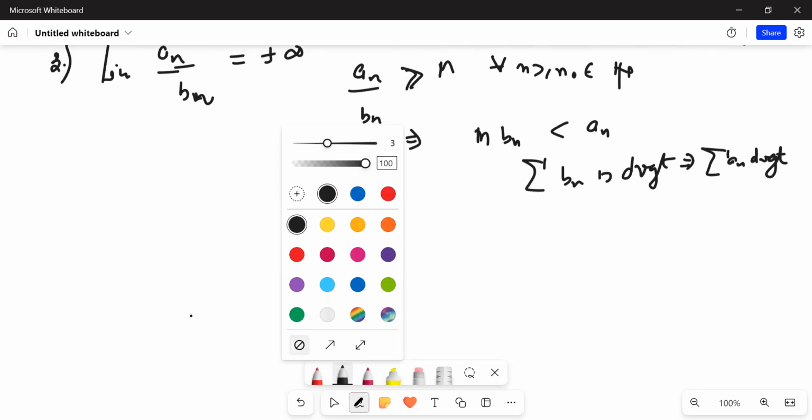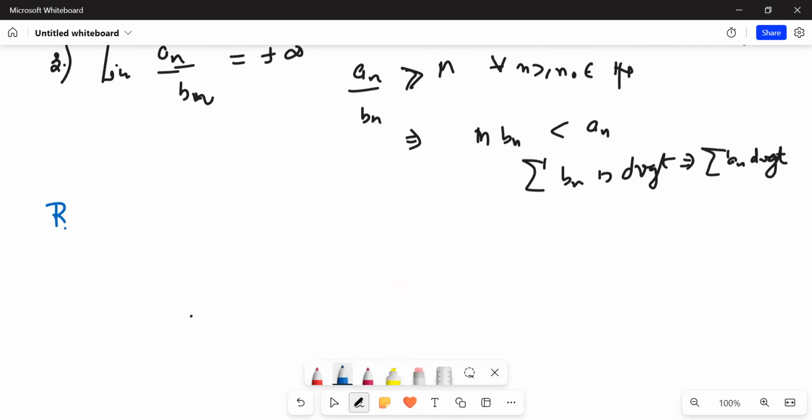Further, there are two more tests that one needs to use. One is called the ratio test.